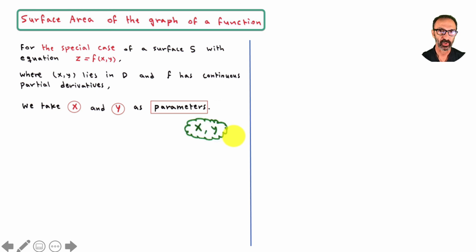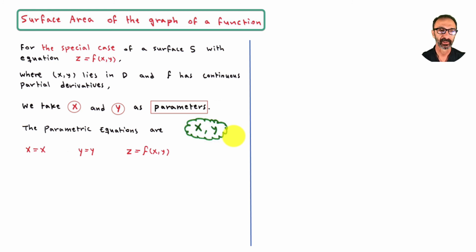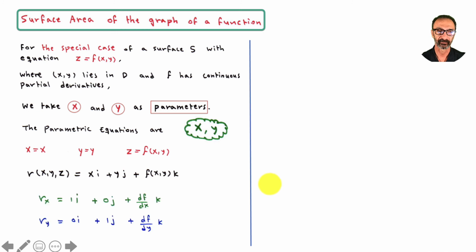Here we go. We treat x and y as parameters. They are circled, they are highlighted. It's a big deal. Knowing what the parameters are is a big deal before you move on. So I have x equals x, y equals y, because my x and y are the parameters, and z equals f of x, y. This is a special case, but it's going to save you a lot of time when you can use it. So I have r of x, y, z is x i plus y j plus f of x, y k.